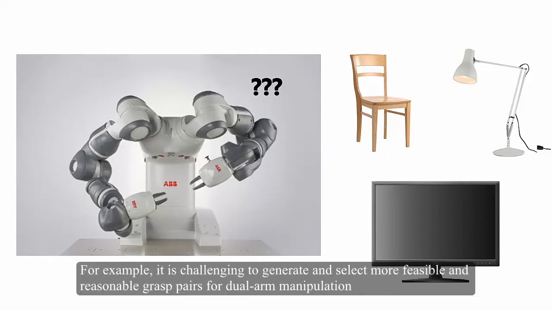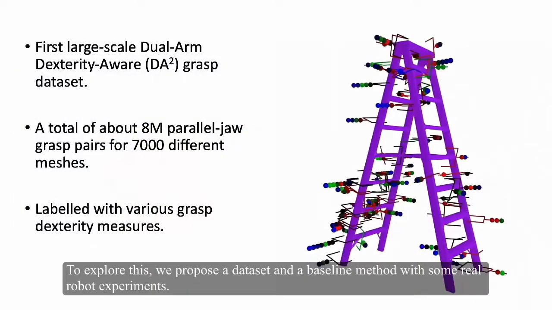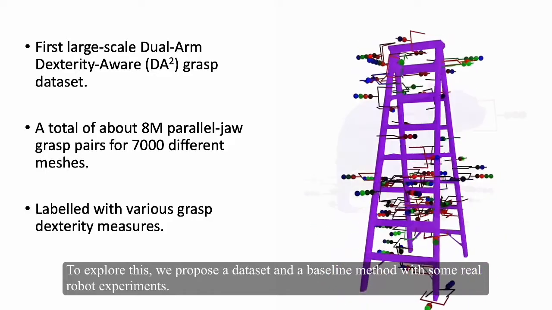For example, it is challenging to generate and select more feasible and reasonable grasp pairs for dual-arm manipulation from the astronomical number of pairwise grasp configurations obtained by random combination. To explore this, we propose a dataset and a baseline method with some real robot experiments.